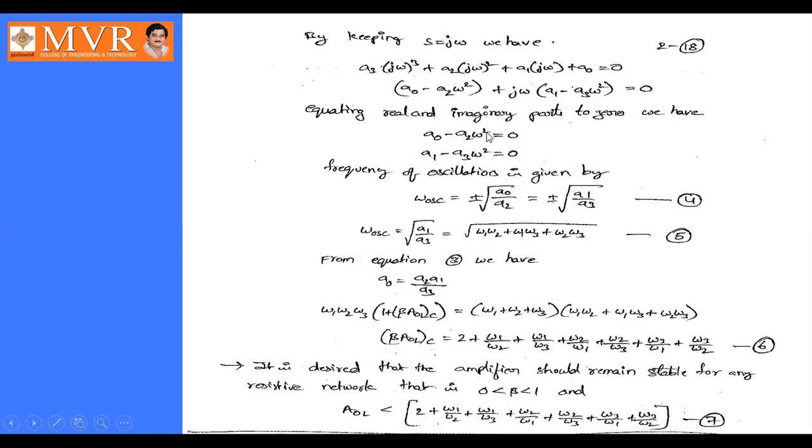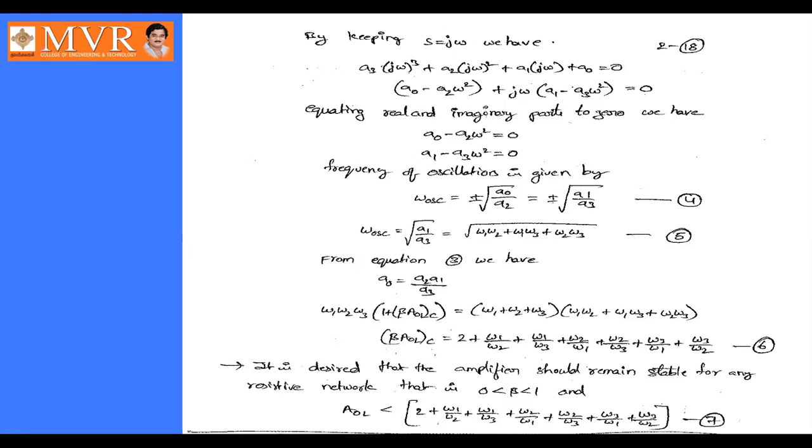So here we have omega squared. That is why we obtain omega is equal to plus or minus root of a0 by a2, since square becomes root. And omega can also be obtained from a1 and a3, that is omega is equal to plus or minus root of a1 by a3 also. Keep this as another equation.